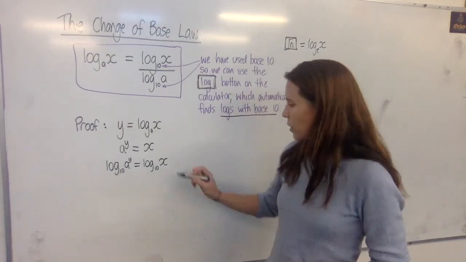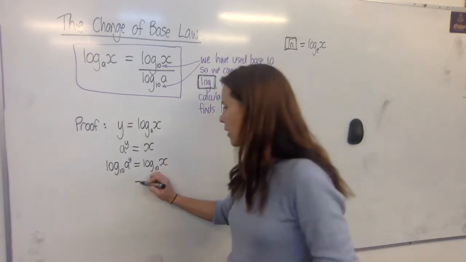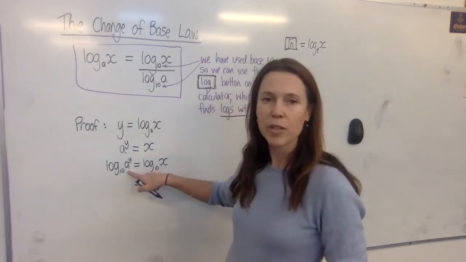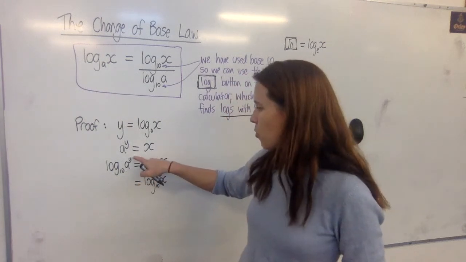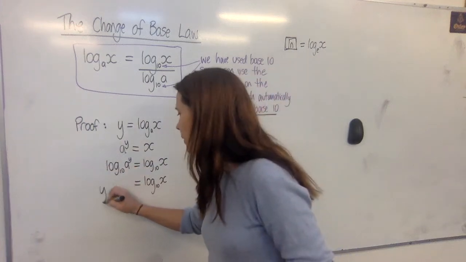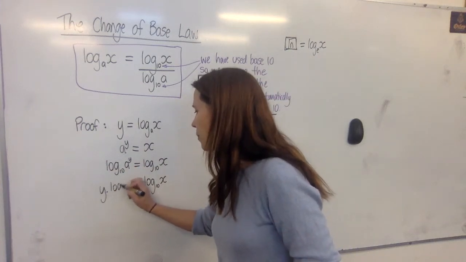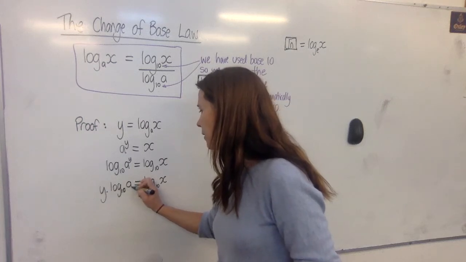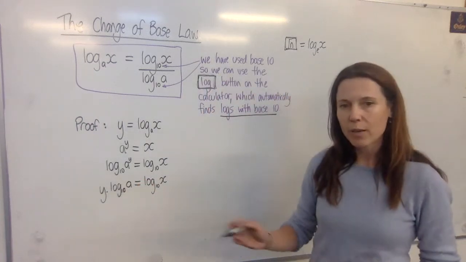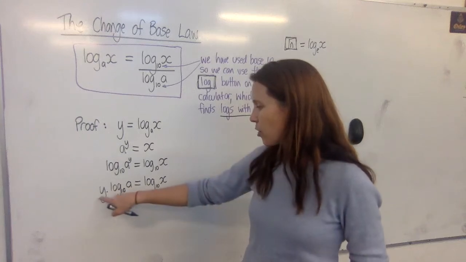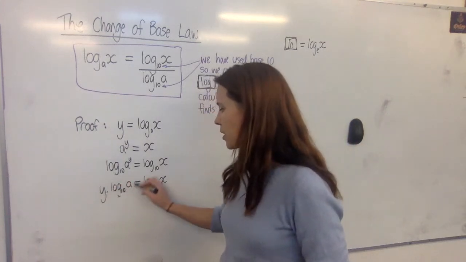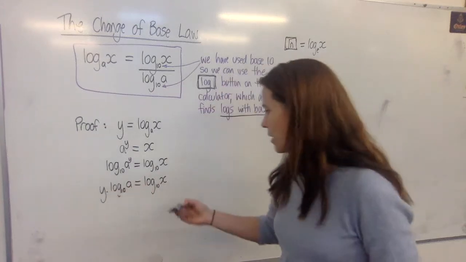Okay, now we can't do much with this, so we'll just write it out again. But this one, we've just learnt the power law, which says that this y can come down the front here. And we can have y multiplied by the log of base 10 of a. Alright, now if we want to get y by itself in this equation, we've got y multiplied by all of this. So we just need to divide both sides by log of base 10 of a.